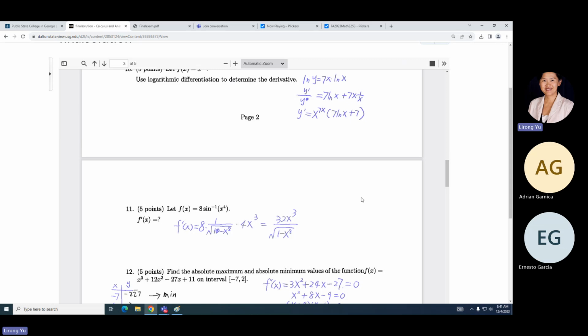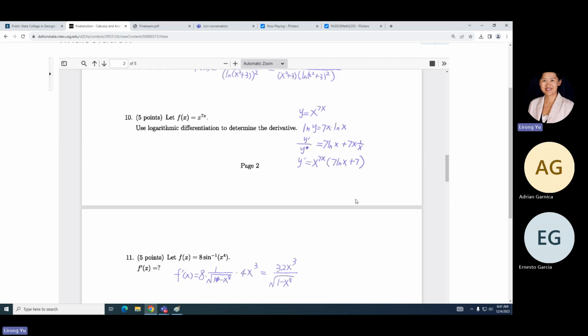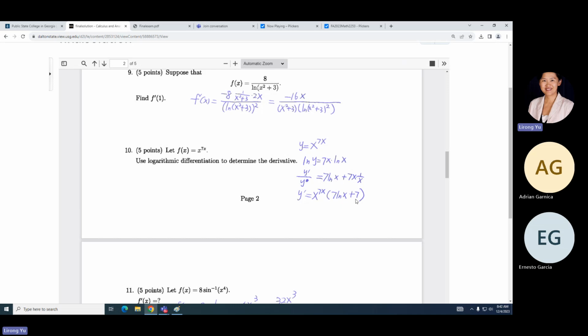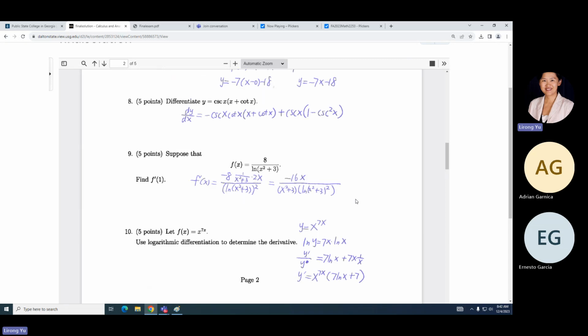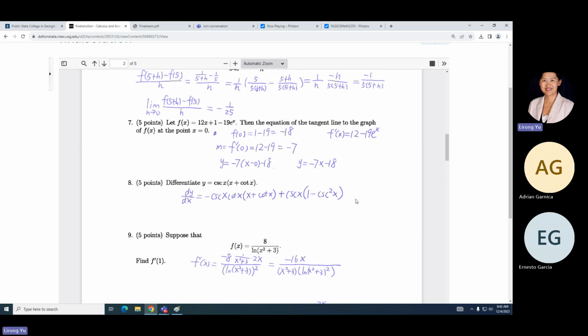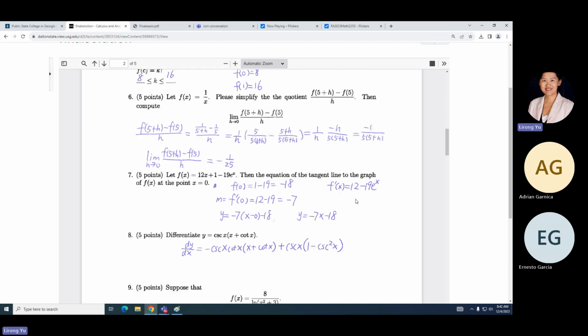So this is a derivative of inverse trig, and number 10 was derivative using log differentiation. You can use log differentiation, or you can use change of base. If you're able to change the base to e, then the differentiation can be determined using the chain rule. Number 9 was the quotient rule. Number 8 is the product rule and the derivative of a trig function combination. Number 5 is to find the equation of the tangent line.